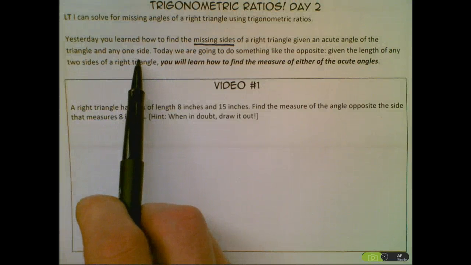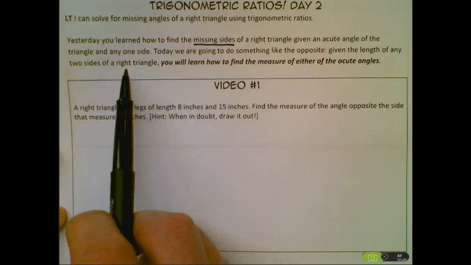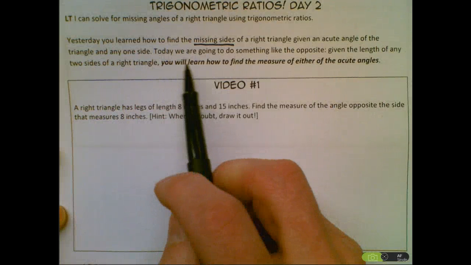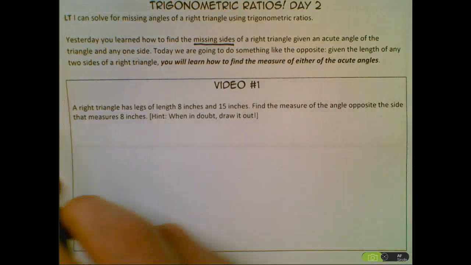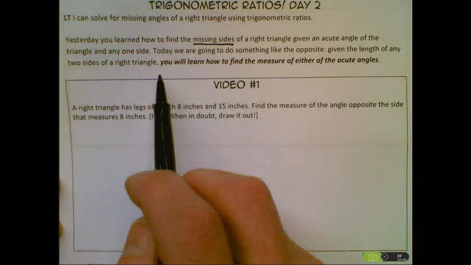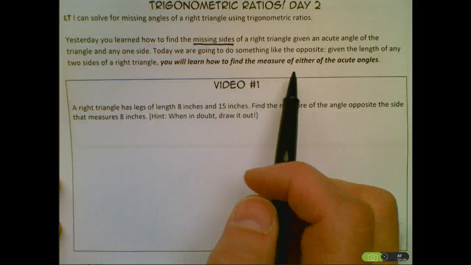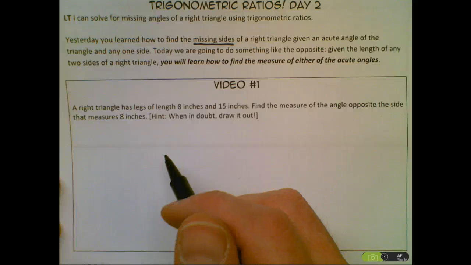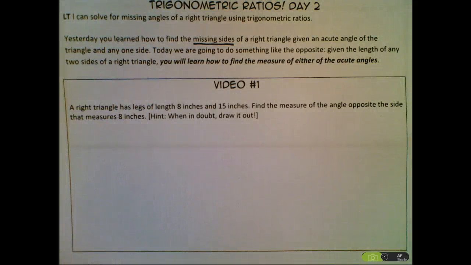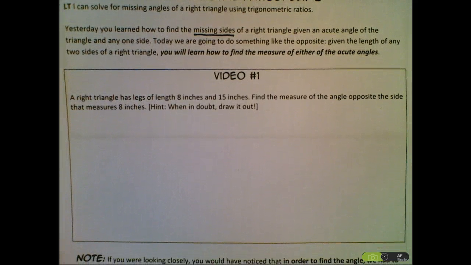So if we're given a side and an angle of a right triangle, we can solve for the rest of the triangle. We can find any missing sides or any missing angles. Today we're going to do something like the opposite. So given the length of any two sides of a right triangle, we will learn how to find the measure of either of the acute angles. So again, the opposite, we're going to start with the sides and we're going to figure out what the angles are. So let's take a look at this first example here.